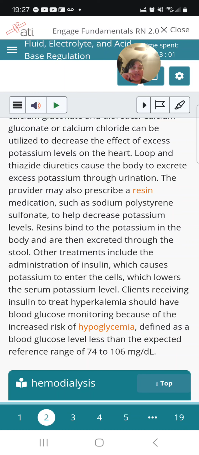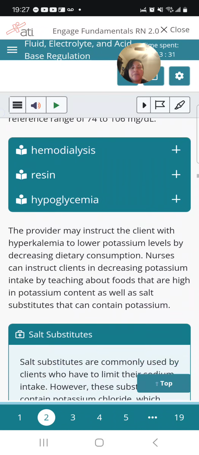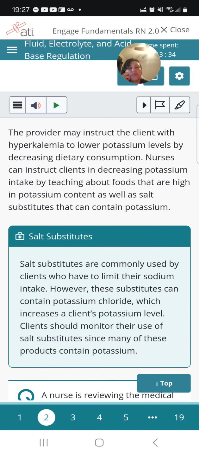Other treatments include the administration of insulin, which causes potassium to enter the cells, which lowers the serum potassium level. Clients who receive insulin to treat hyperkalemia should have blood glucose monitoring because of the increased risk of hypoglycemia, which is defined as a blood glucose level less than the expected reference range of 74 to 106 milligrams per deciliter. The provider may also instruct the client with hyperkalemia to lower potassium levels by decreasing dietary consumption.